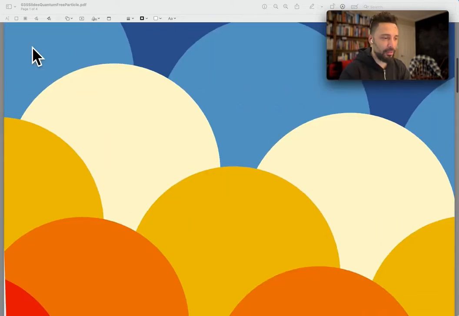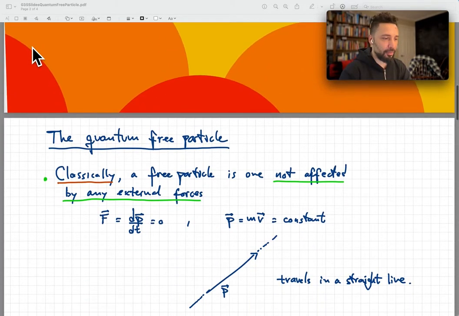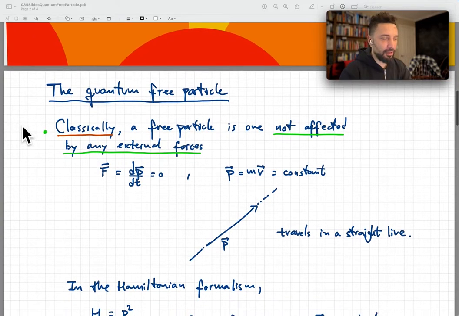So finally, a little bit of physics, though not a lot, but a little bit. So today then we're going to talk about this quantum free particle.